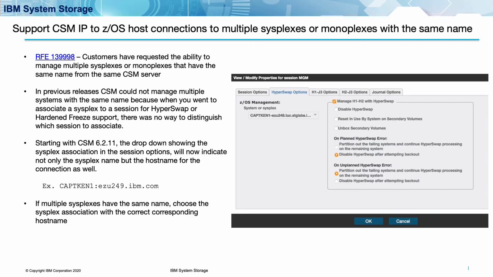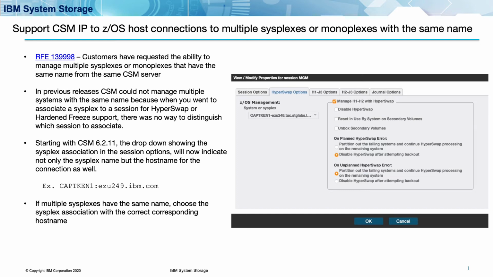This next feature is related to the IP to z/OS host connections you can create in CSM. You might have a CSM server running either on z/OS or distributed, and you might want to manage multiple sysplexes or monoplexes using that single instance of CSM. So we allow that with the IP to Z connection.